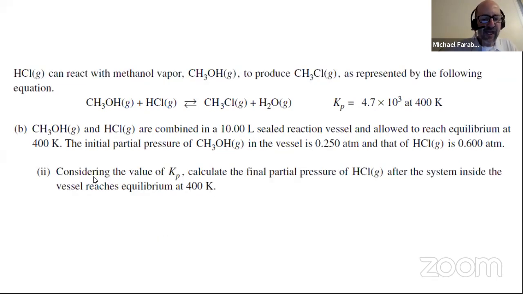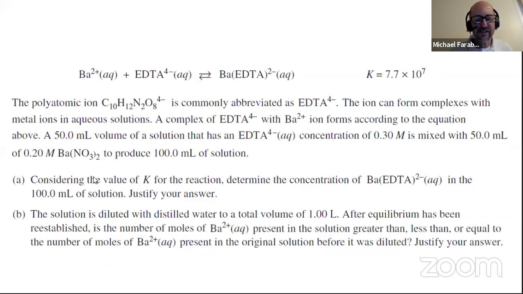Considering the value of Kp, which is about 4,700 here, calculate the final partial pressure of HCl after the system inside the vessel reaches equilibrium. Now, I'd like there to be a little deja vu. If you guys have been watching these videos, we've talked about other examples like this. So this one was one I talked about before. It also had a rather large value for the equilibrium constant.